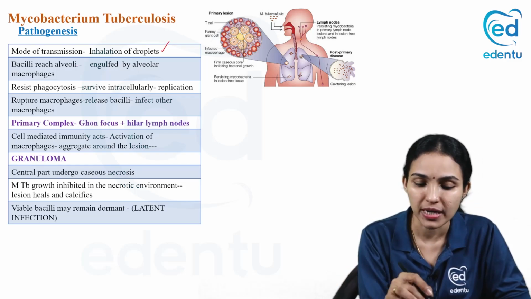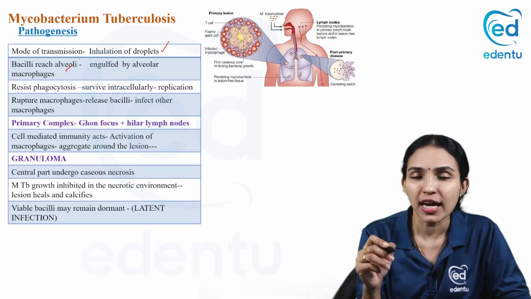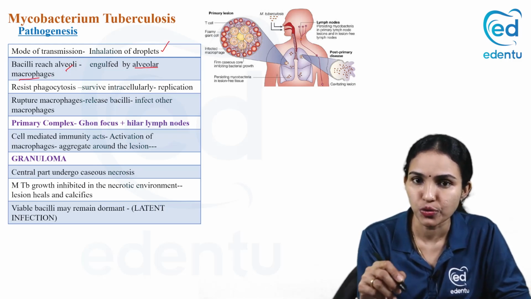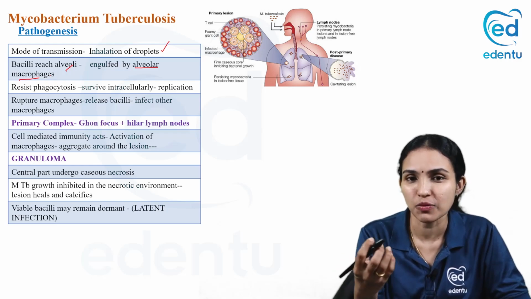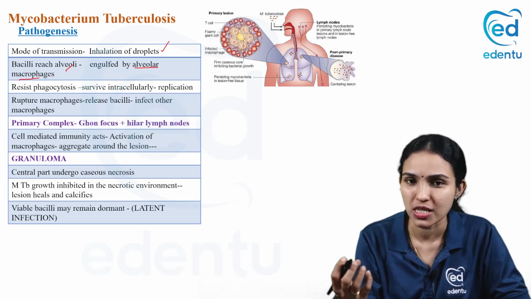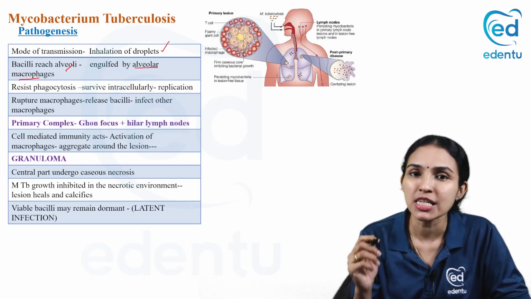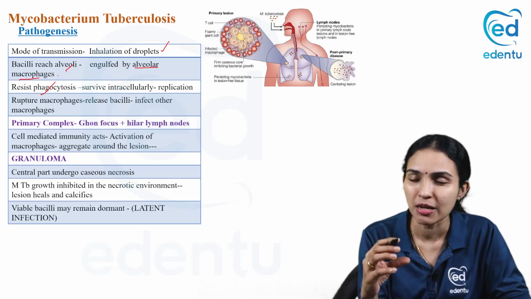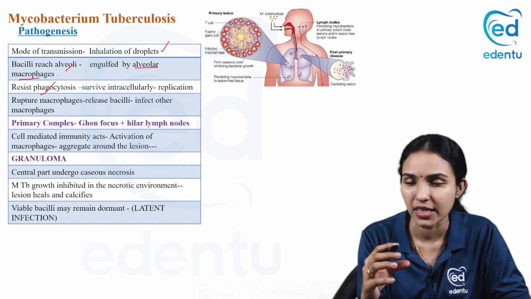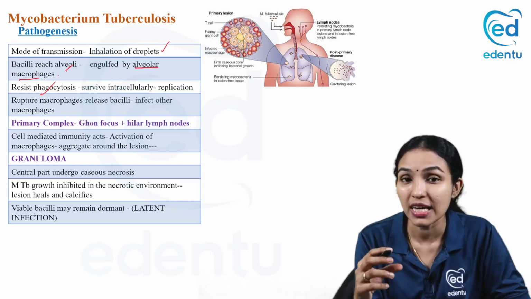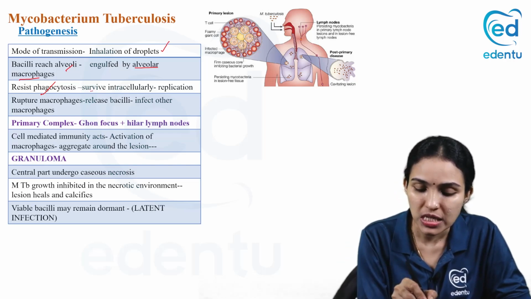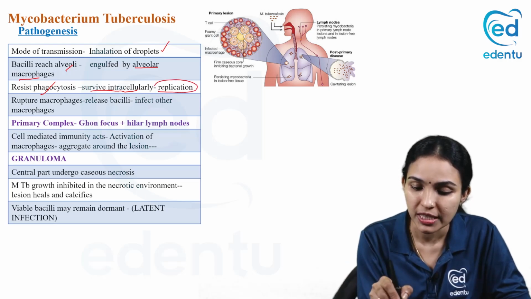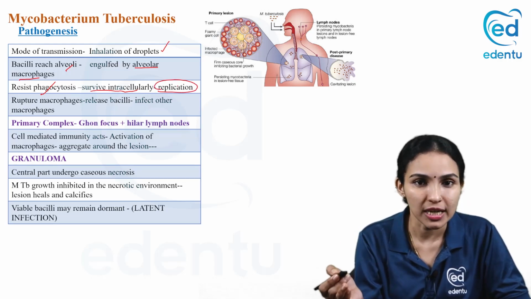After that, what happens? The bacilli will reach the alveoli, and in the alveoli they are engulfed by the alveolar macrophages. So that is what I told you. Macrophages will engulf it and try to do phagocytosis and destroy the bacteria. But TB bacilli are smarter than the macrophages. They can resist phagocytosis because of certain cell membrane contents like arabinogalactan and lipoarabinomannan. As a result, they survive intracellularly. They won't get destroyed, and they will multiply, and they are presented to the helper T cells.